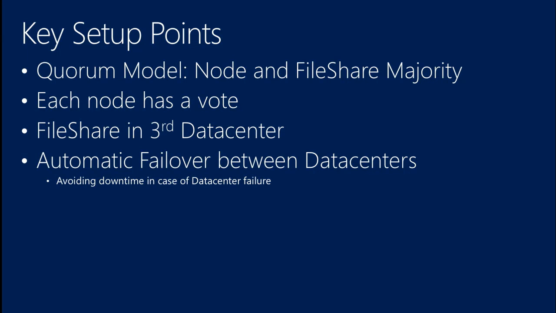To do this, you need 3 locations, because obviously if you only have 2, if the wrong one goes down, you lose your quorum. Or in a worst case, if you configure it wrong, you lose any of those 2 and you're down anyway. So not good. And as I already mentioned, we want to avoid downtime even if a data center goes down. So we do automatic failover between those 2 data centers.